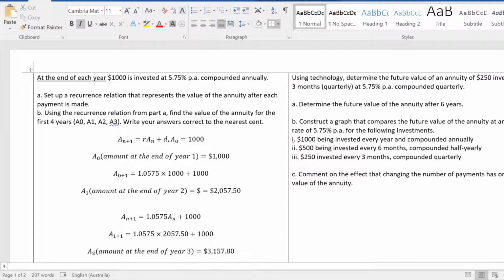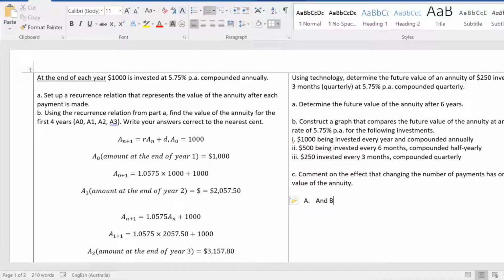Okay, so now looking at our next question, we've got using technology, determine the future value of an annuity of $250 invested every 3 months, that's quarterly, at 5.75% per annum, compounded quarterly. Now, for A, please refer to the Excel document. That's where we're going to be doing these, okay?